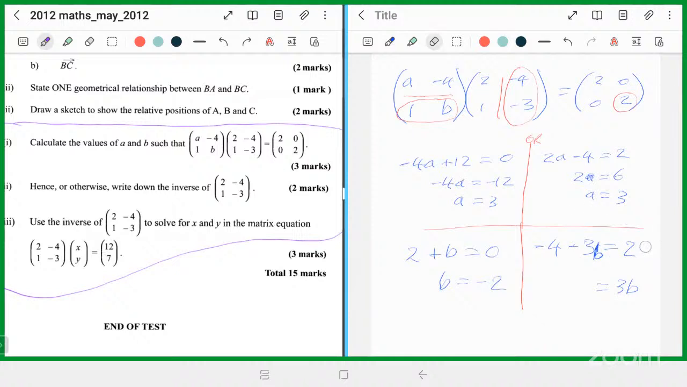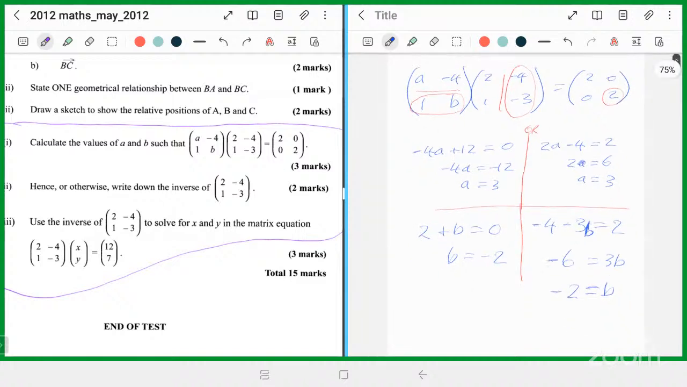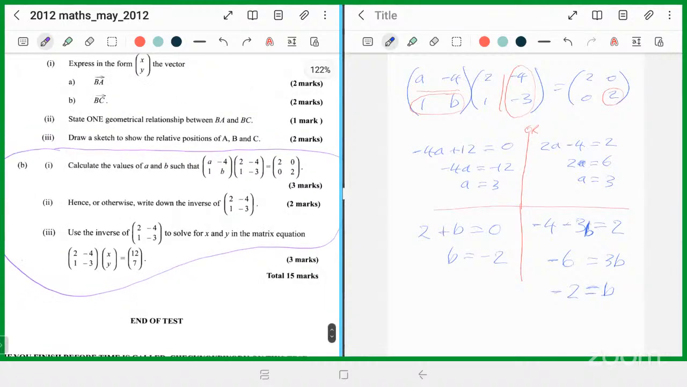I will transpose this 2 now over here and get -6. -2 and -4 give me -6. Then I will divide by this 3. I will get B equals -2 just the same. So you see, any value you choose to use, you will get the answer. Now that finishes the first part.